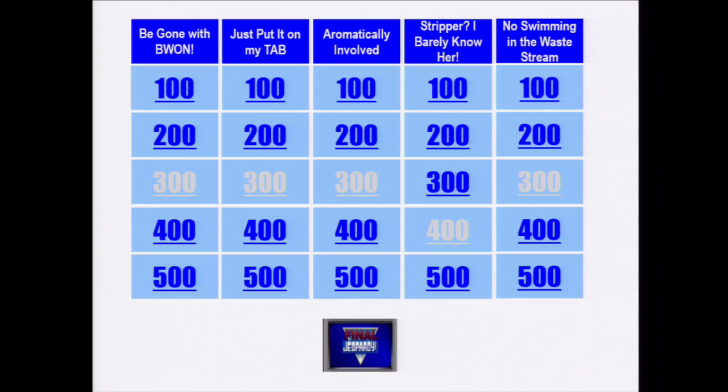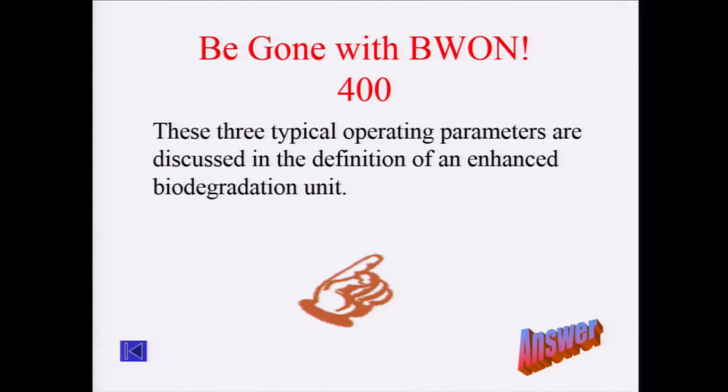All right, you guys. The West. We're gonna go with BWON for 400. These are 3 typical operating parameters that are discussed in the definition of an EBU. No, we can do this. I don't remember. I remember barely half the acronyms he said.